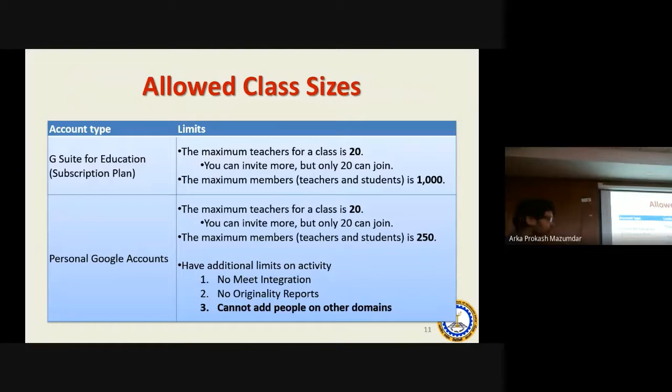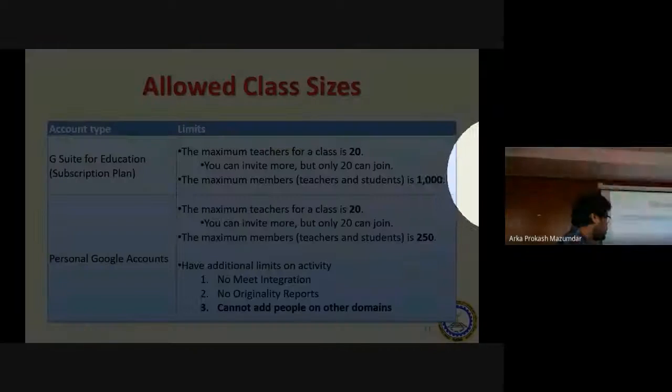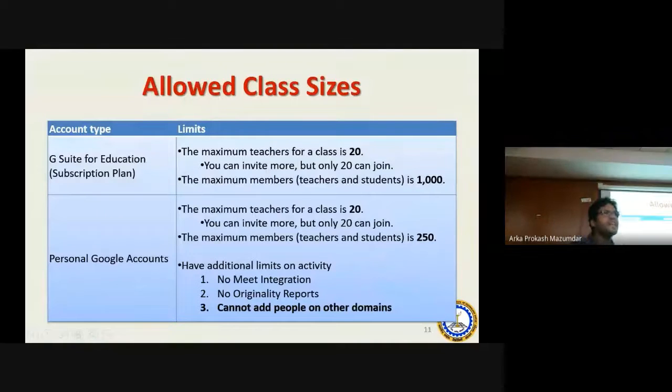So some of the limits that you have to understand: for G Suite for Education, you can have up to 20 teachers in a single class and up to 1,000 students in a single class. For a personal account, you can still have the 20 teachers, but the number of students is bound to 250. Right now, MNIT's account is in between these two. For the time being, Google has offered us 1,000 participants in a class, but meanwhile it will stop and we'll be jumping back to the 250 class limit. So we have to keep in mind how many we can do.